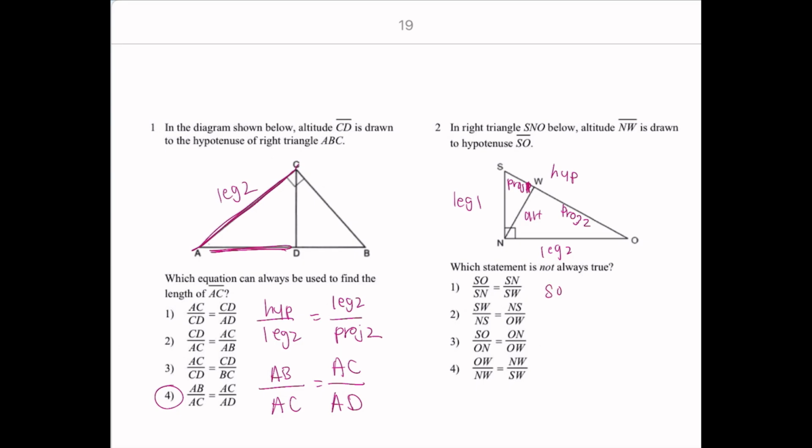So the hypotenuse, SO, over leg 1, which is SN, is equal to leg 1 over projection 1, which is SW. And then the second proportion is projection 1, which is SW, over the altitude, which is NW, is equal to the altitude over projection 2, so WO. And the third proportion says the hypotenuse, which is SO, over leg 2, which is NO, is equal to leg 2 over projection 2. So which thing is not always true? We can just go and eliminate. Number 1 is true, number 3 is also true, and number 4 is also true because it lines up with this equation. Number 2 is your answer.